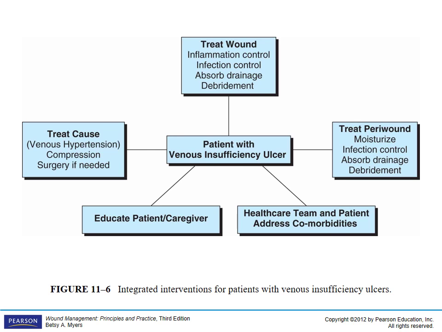As we go to the right, you want to address the healthcare team and the patient comorbidities, and then we want to treat the peri-wound. Over on the far right, we want to treat the peri-wound because, remember, these are very wet wounds. You want to make sure that the skin surrounding it doesn't get macerated and die. So you want to control infection, absorb drainage, do any kind of debridement if you do get maceration, and you want to moisturize any dry, scaly skin further away from the wound.